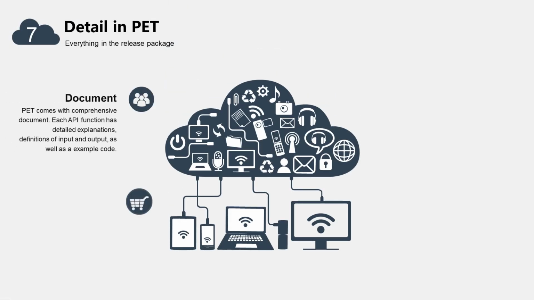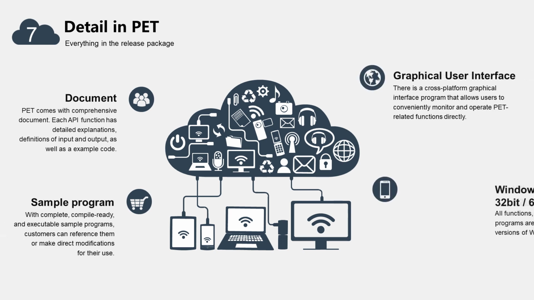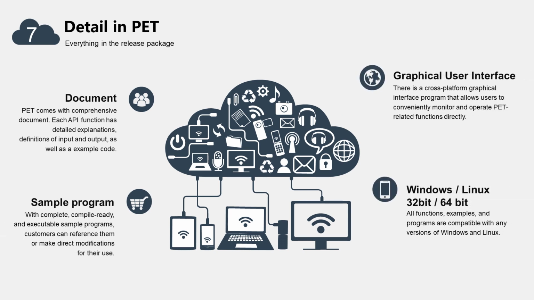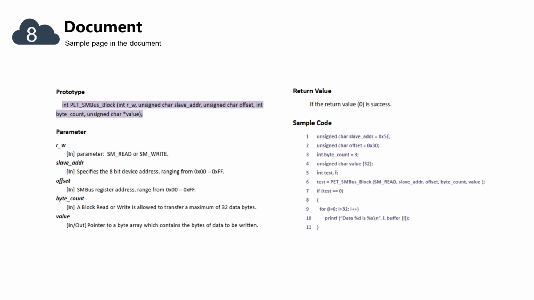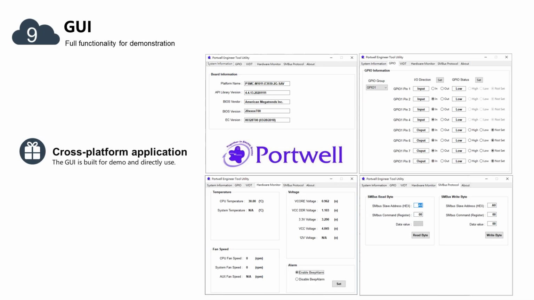PET comes with comprehensive documentation, a graphical user interface for management, sample programs, and supports mainstream Windows and Linux systems, including both 32-bit and 64-bit versions. This is the documentation of PET, providing detailed information on each API's parameters and functions. It also includes simple examples for users' reference. This is the graphical user interface for PET, allowing users to intuitively access hardware. I believe ASUS also has similar software, though theirs might be a little bit fancier.